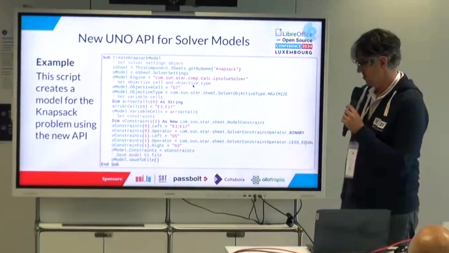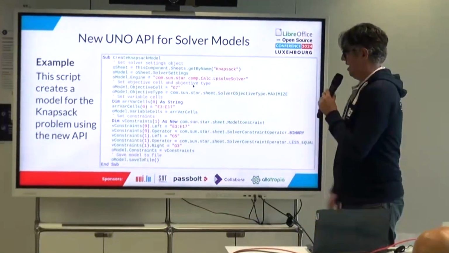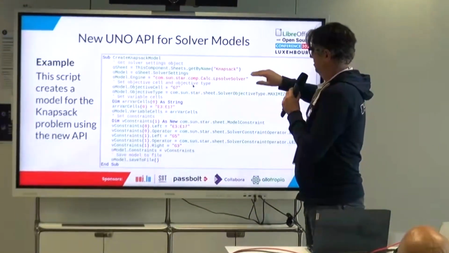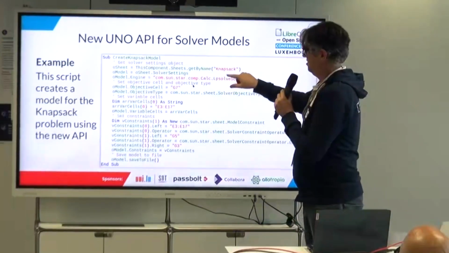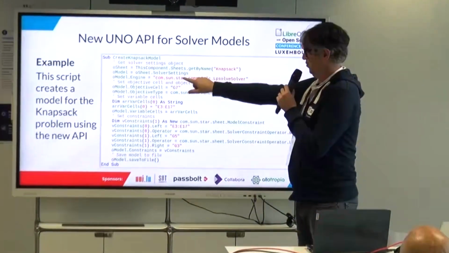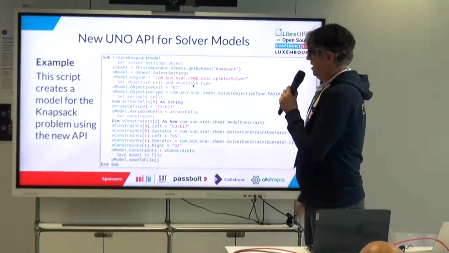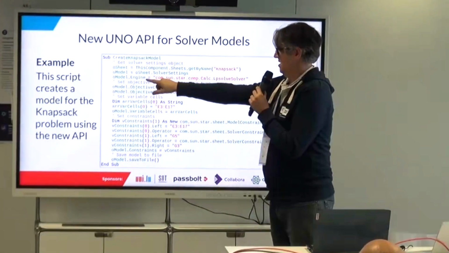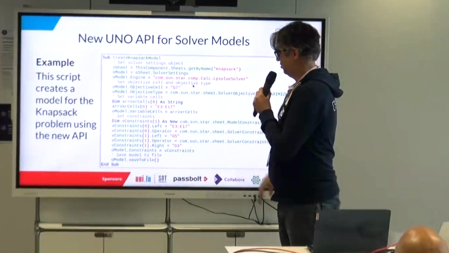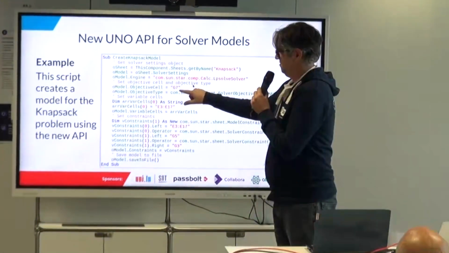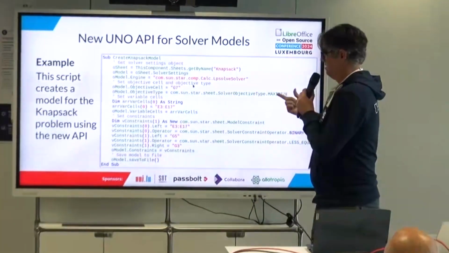Here is just a small example of how we can use this new API. It's simple. Here we use this component, sheets get by name, so we get the sheet, and then we get the solver settings object here. From now on, this is all the new API. First we can set which solver engine we're going to use. In this case, I'm using LP-Solve. Then we set the objective cell and the type of the objective, which in this example is maximize.